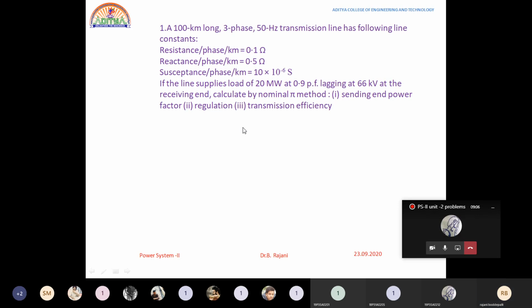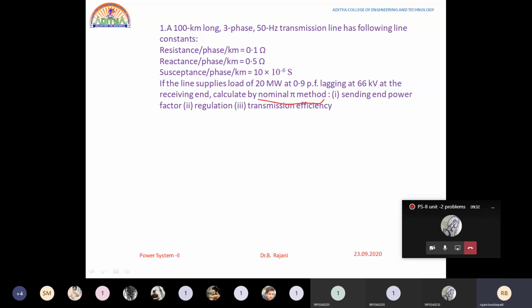Yeah, see here, it is a three-phase, 100 kilometer length of the line. In yesterday's problem, we dealt with the same problem: how to find the nominal T network model and the nominal pi method. We calculated the efficiency and regulation for a given data. Here we are concentrating on the nominal pi method.